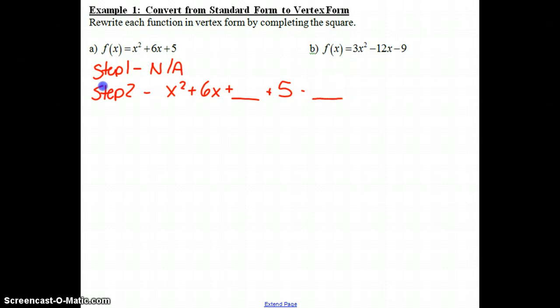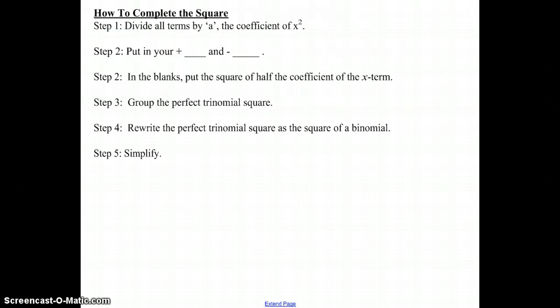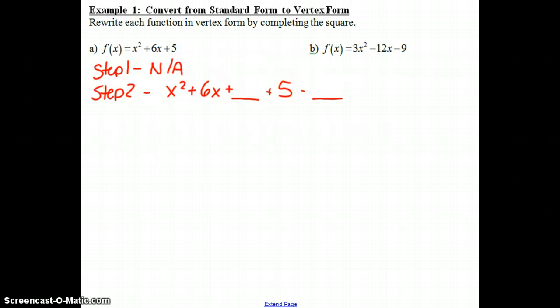Now the reason we have to do a plus and a minus is because we need to keep this equation balanced. It needs to stay the same. By adding and subtracting the same number, we allow that to happen. Then, continuing with step 2, we need to see what goes in the blanks. We square half the coefficient of the x term to go in those blanks. The coefficient of the x term is 6. If we take 6 and divide it by 2, we get 3. And if we square 3, we get 9. So 9 is what's going to go in both of our blanks.